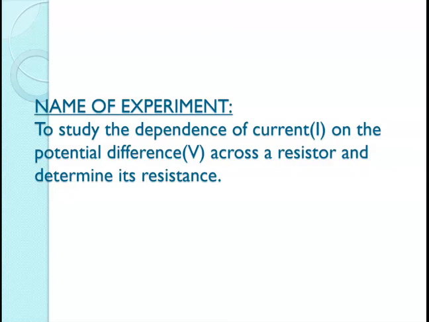Today we are going to describe physics practical: Ohm's law experiment. The objective of this experiment is to study the dependence of current I on the potential difference V across a resistor and determine its resistance.